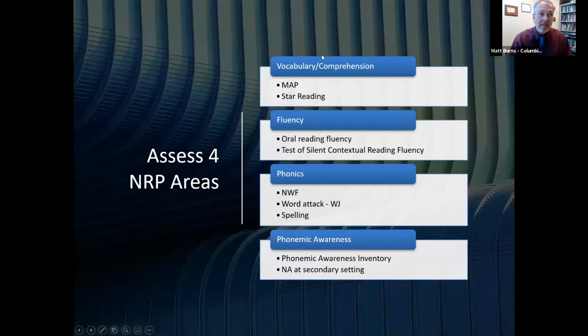So what I do is I assess the National Reading Panel's 4 areas. I group vocabulary and comprehension together because it's really hard to tease that apart. Is it a comprehension issue? Is it vocabulary? Intervention should probably address both. It's really tough to do.